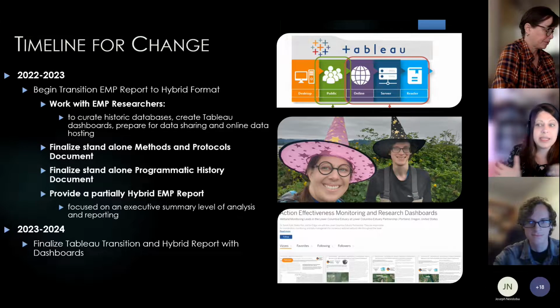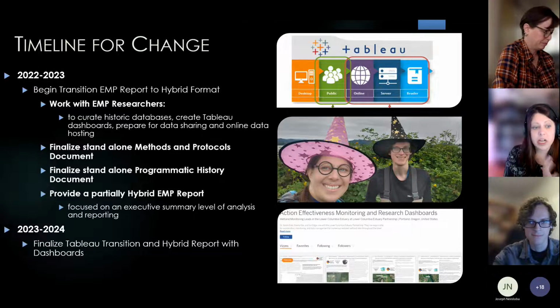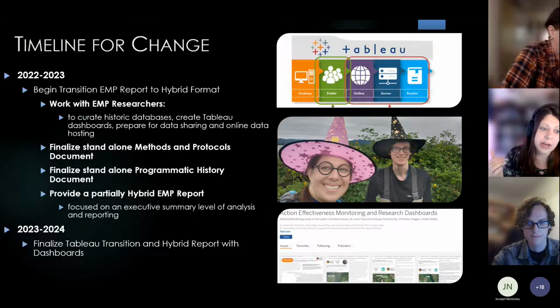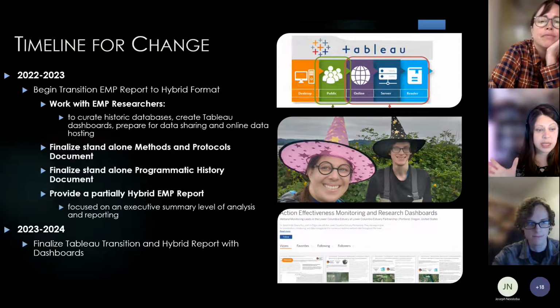We're going to take the methods and protocols out of the report and have them in a standalone document. I've been talking about creating a standalone protocols document, or an update to the protocols, for a long time. We're about at an 80% right now in that draft, and we're going to be shopping it out to the Ecosystem Monitoring Program researchers soon for them to edit it. So this is going to be a standalone document we can essentially link into a new and improved hybrid EMP report. Then we have the programmatic history, which is currently included in the EMP report.